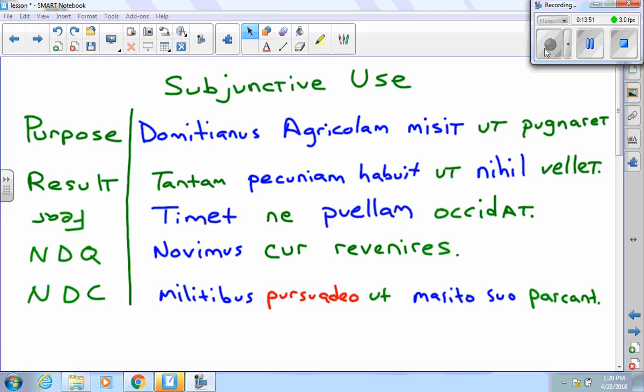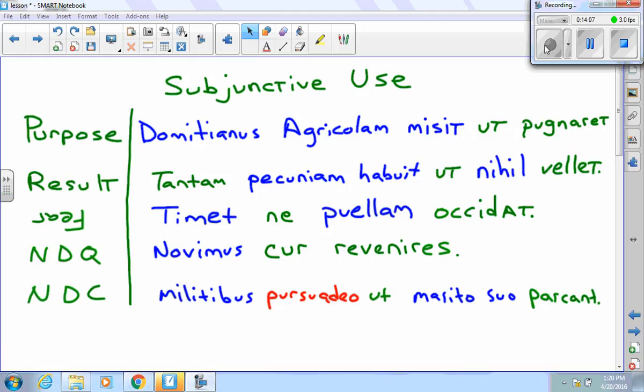Next, you have indirect question. You have to have some kind of mental action like novimus here, but then you get cur, which is our question word, and then veneris, which is our subjunctive. So here we have, we knew why you returned.